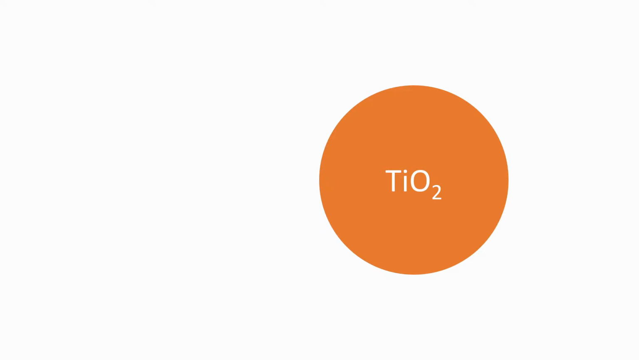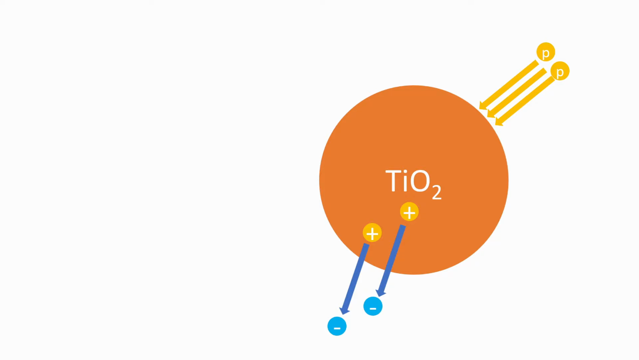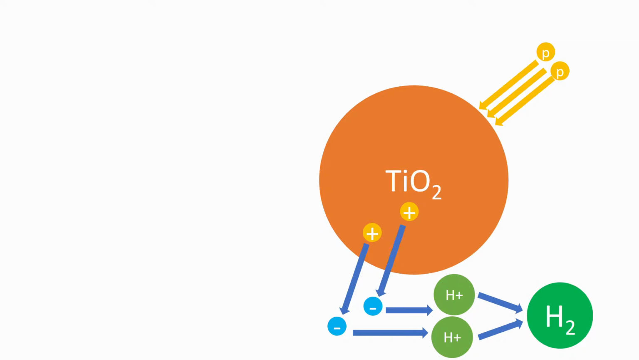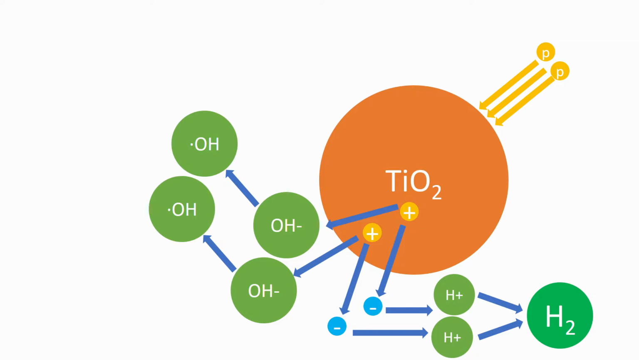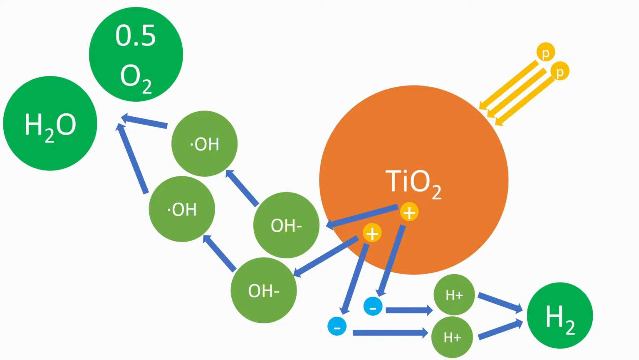TiO2 is a semiconductor facilitating photolytic reactions. When photons are incident on the semiconductor, electrons are excited from the valence band into the conduction band. The excited electrons are gained by H+ ions to form hydrogen gas via a reduction reaction. The holes then take electrons from OH- ions, converting them into OH radicals, which can then break up to form oxygen and water via an oxidation reaction. The hydrogen gas and oxygen gas produced can then be used as fuels.